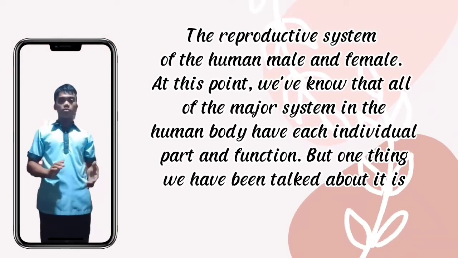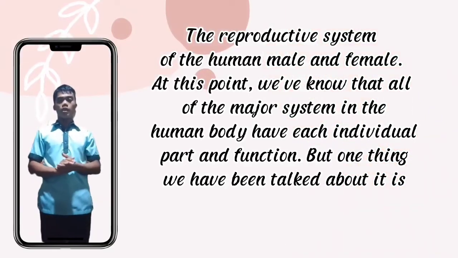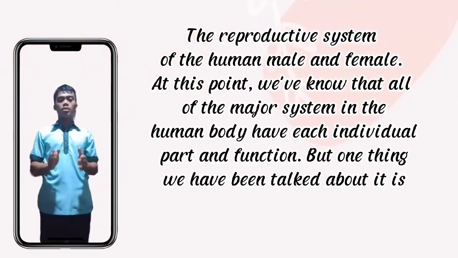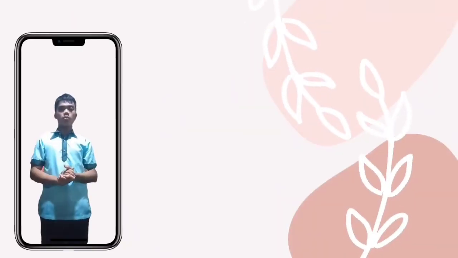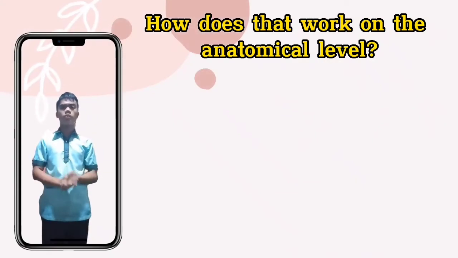The reproductive system of the human male and female. At this point, we have learned that all of the major systems in the human body each have individual parts and functions. But one thing we have not been taught about is how humans make more humans. Now let us take a look at the reproductive system so that we can better understand these incredible organs and their functions. Thousands of people are born every day. So how does that work on the anatomical level?